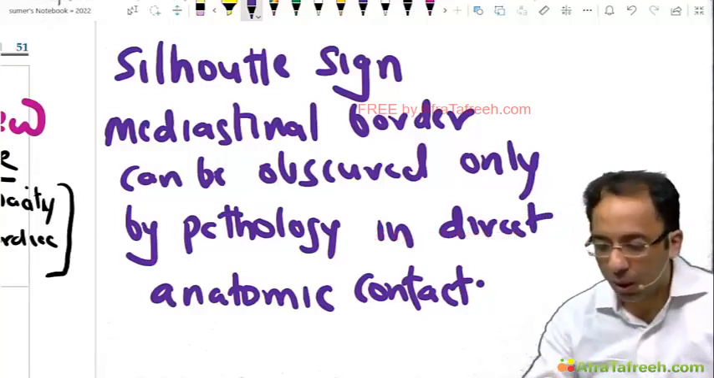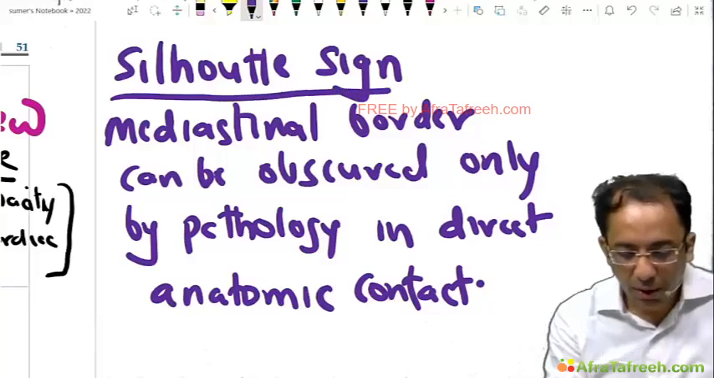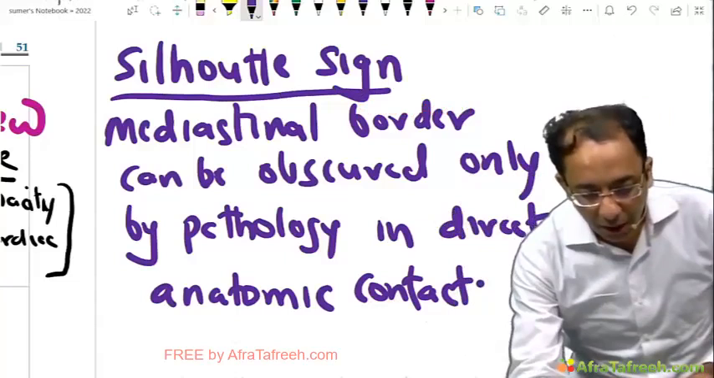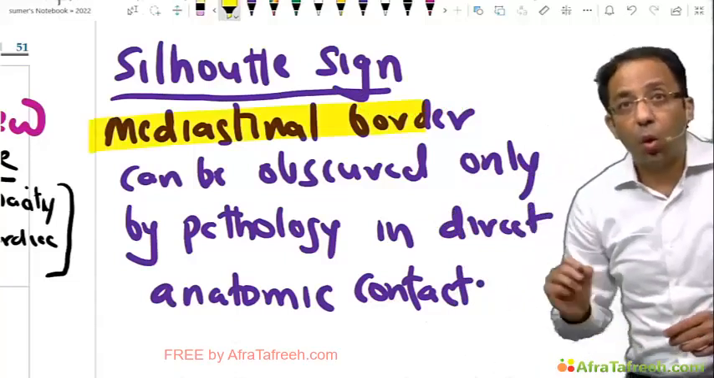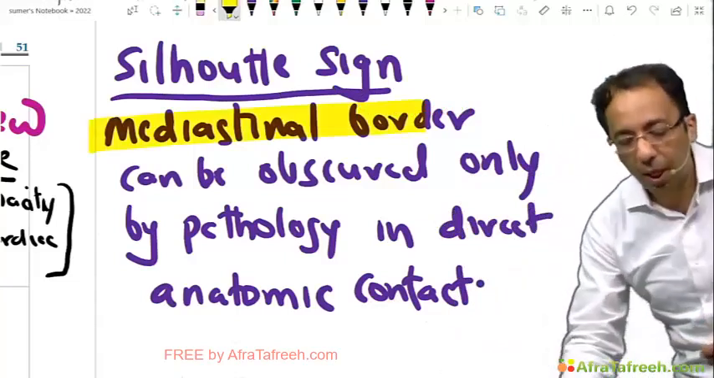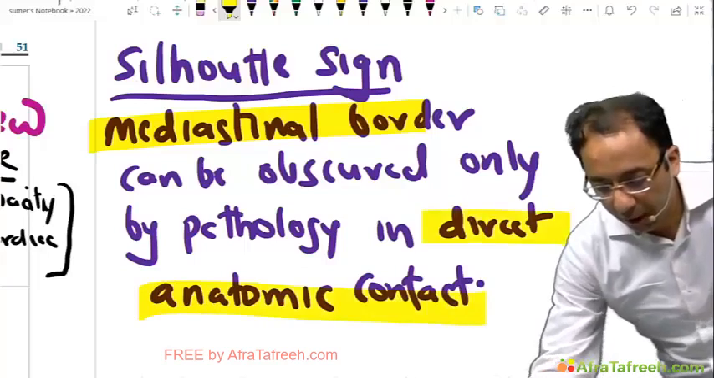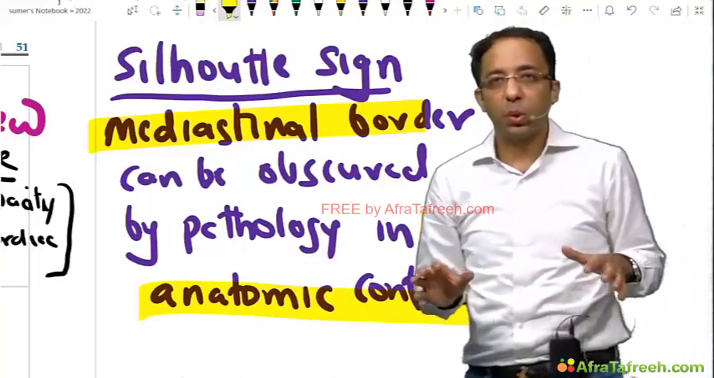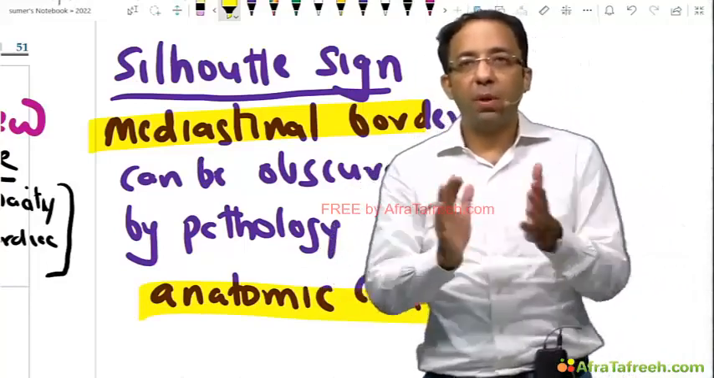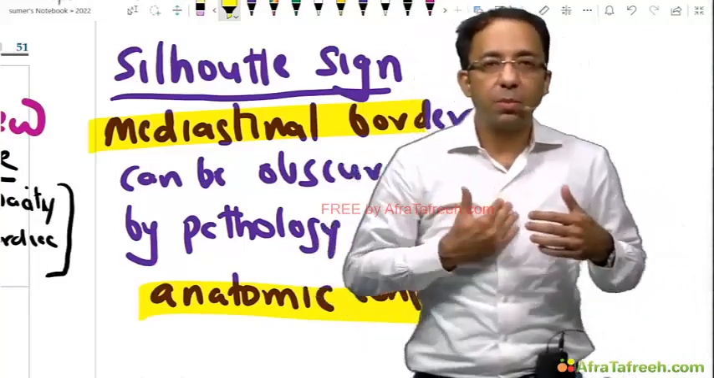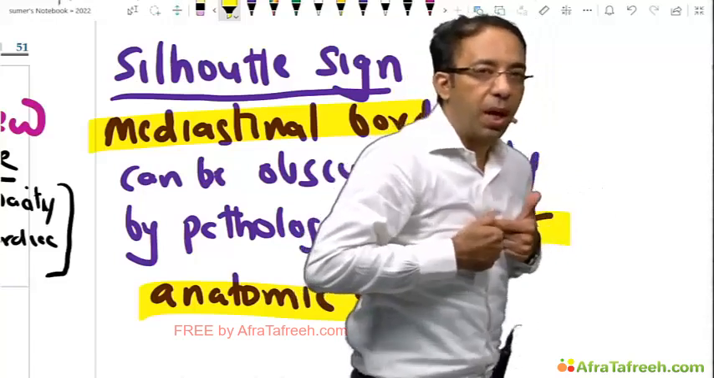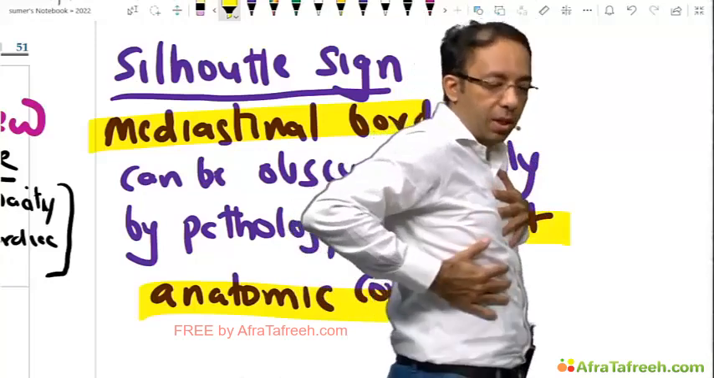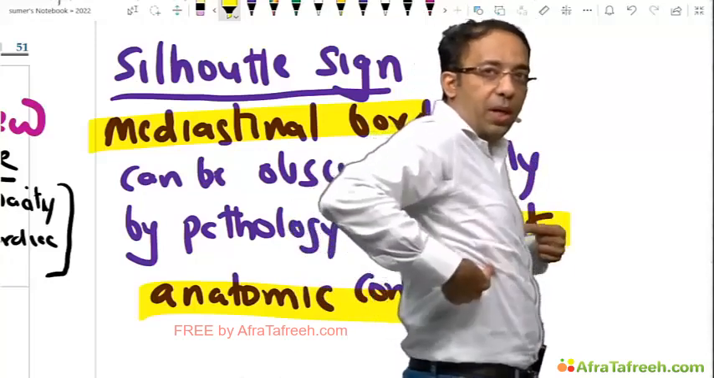Okay. Now, silhouette sign means, listen to me everybody, a mediastinal border can only be obscured by pathology in direct anatomical contact. Now, why is this important? Let's try to understand. Think once. This is my sternum. Look at me everybody. Wake up. This is my sternum. Just behind my sternum you have the heart. This is where I have my middle lobe anteriorly.